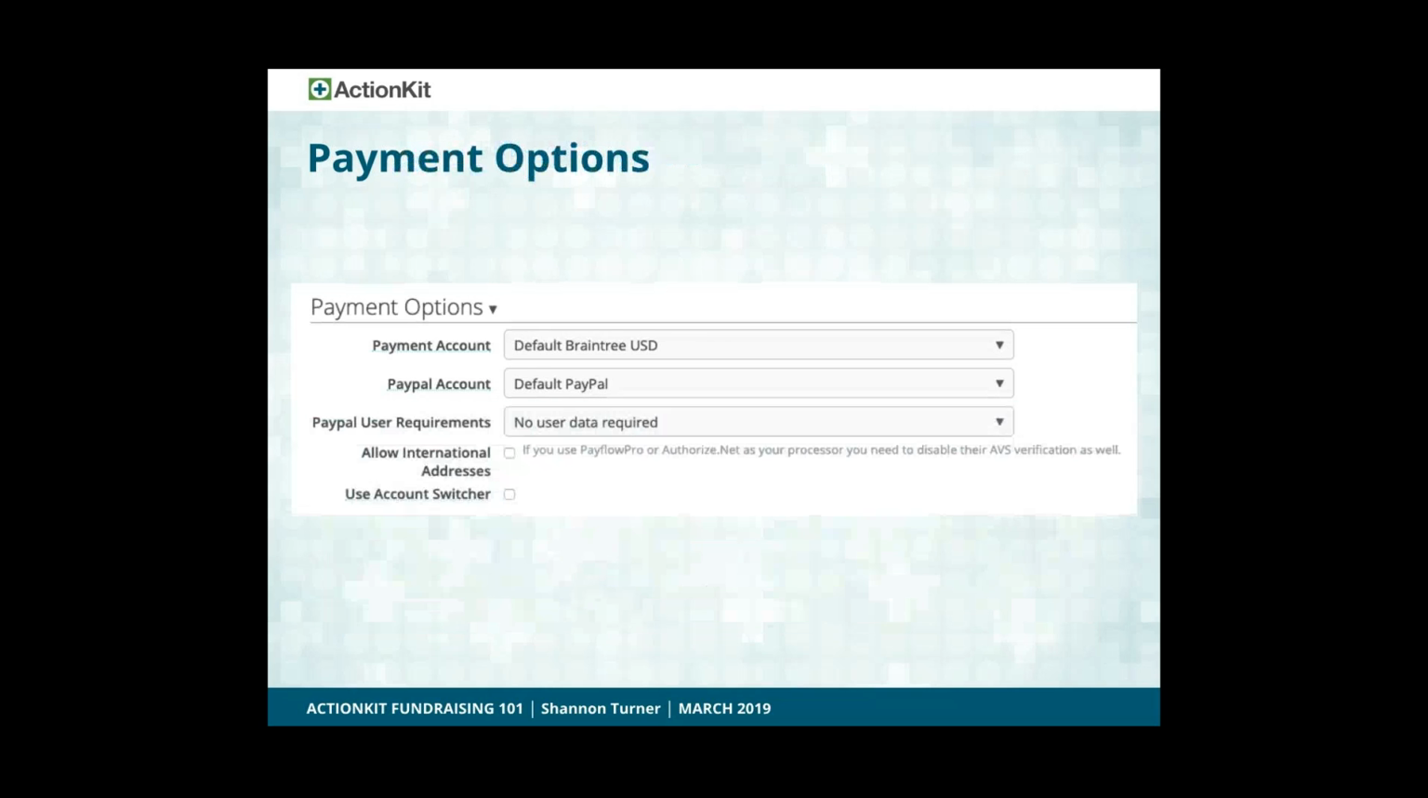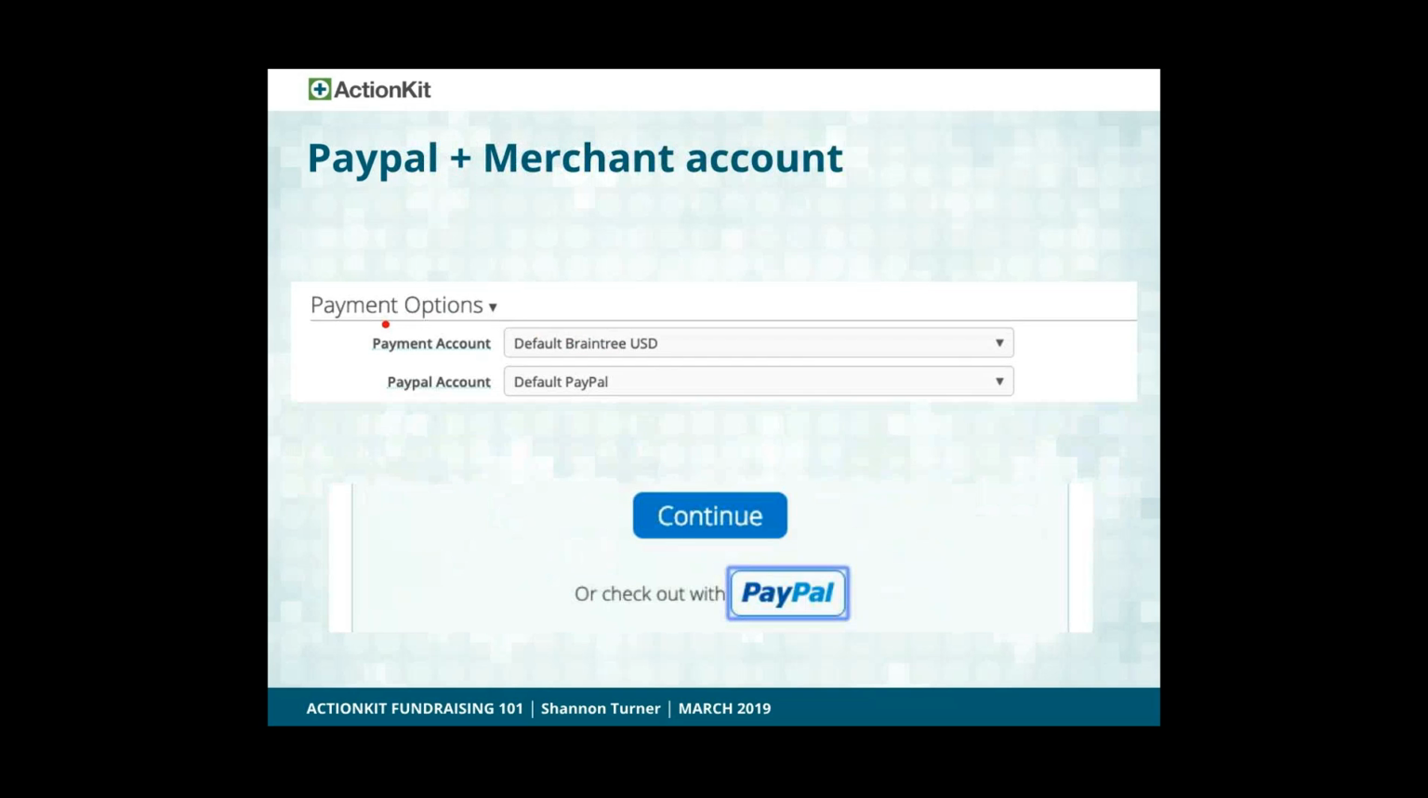You might have seen on here that you can have both a payment account and a PayPal account. How does that work exactly? Well, on this slide, I have two screenshots, and this screenshot shows that I have both my Braintree account selected and my PayPal account selected. So this bottom screenshot shows what the user would actually see when they're on that page.